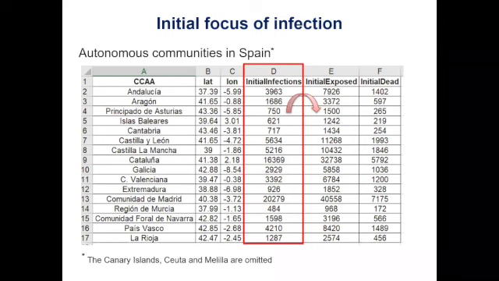Out of the 17 autonomous communities in Spain and the 2 cities, I dropped the Canary Islands and Ceuta and Melilla. I'm focusing only on the 16 autonomous communities. And I introduce these initial infections. I also make the assumption that each of these initial infected individuals have already exposed twice as many people to the disease. And then I get the official records on initial people who have died.